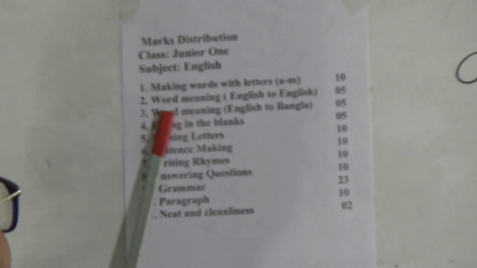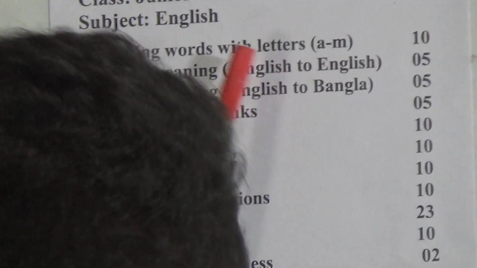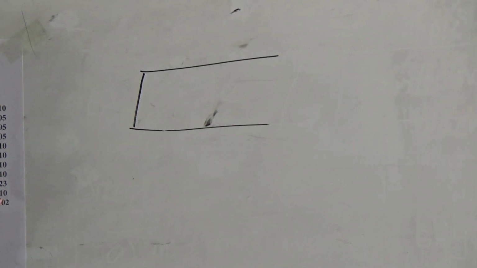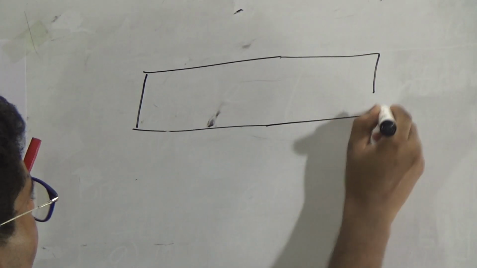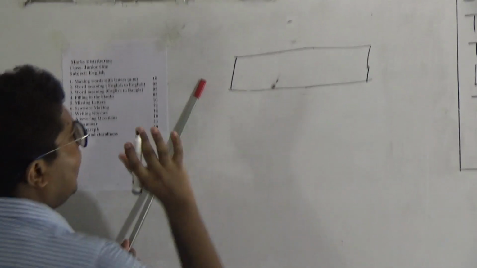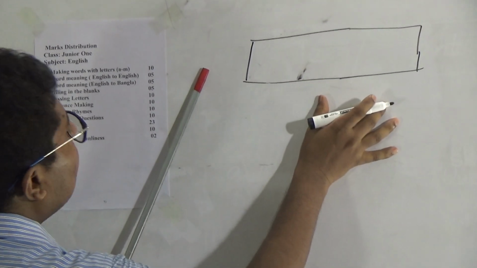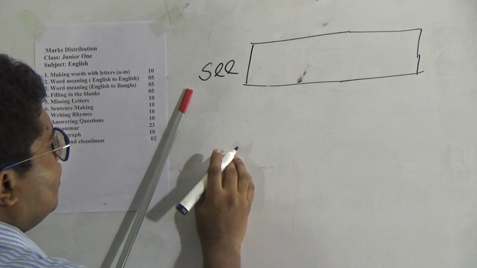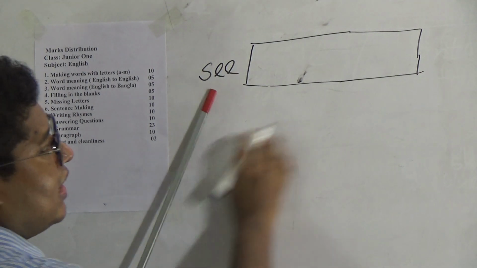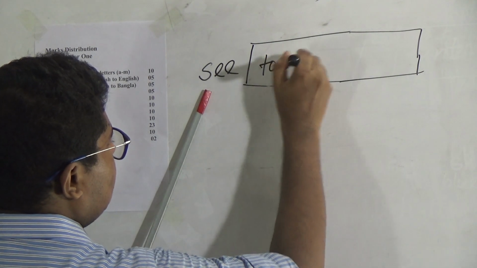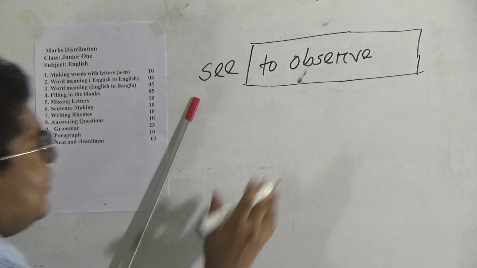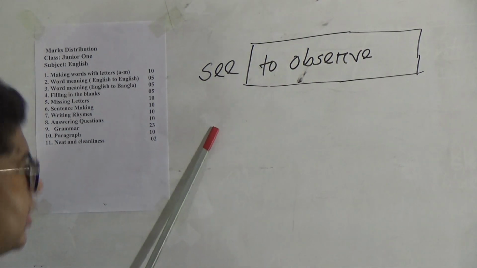Number 2, word meaning English to English. In this one also, you will be given a certain box like this. You will be given a box like this, and you will write the answer in the box. Suppose, see, the word meaning English to English, you have to write the answer, observe, in the box. Okay, next one.